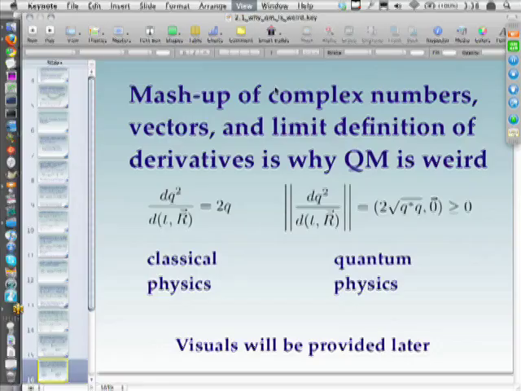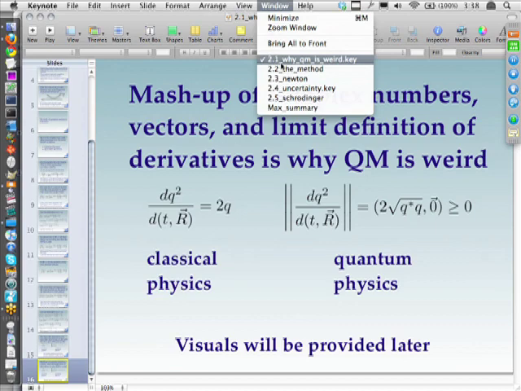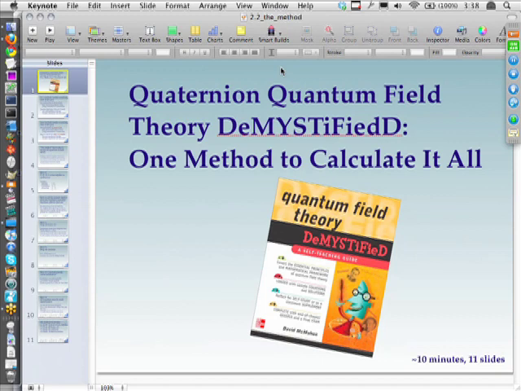All right. So now we move on to quaternion quantum field theory, Demystified. This is actually a book available on Amazon, and my good friend Lowell, who's kind of doing research with me, he said, you should read this, because it's kind of your style of heavy equations, a few words summarizing what it is, and then the next equation, and then the next equation. And so I was able to read this in about a week or so.